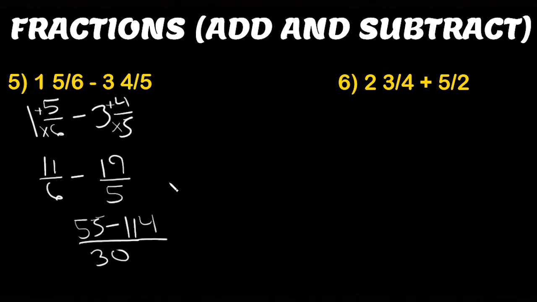So again, you are going to get a negative number here. You're going to do 55 minus 114. And you get negative 59. So I get negative 59 all over 30. And that is going to be complete. I'm going to leave it like that.